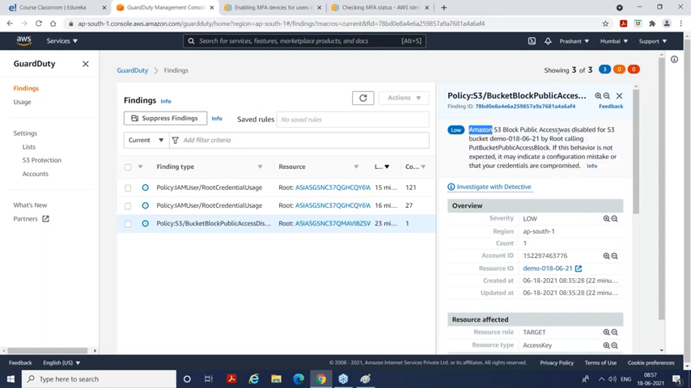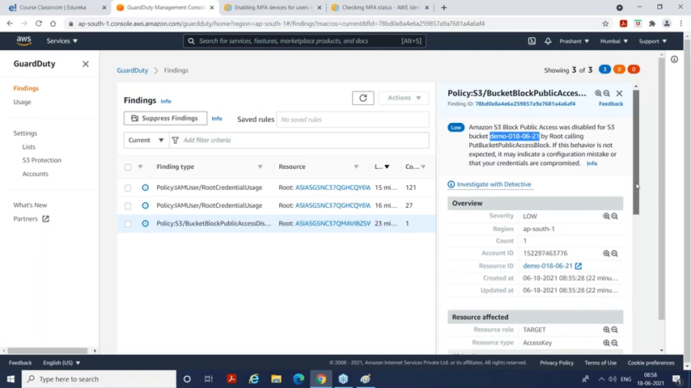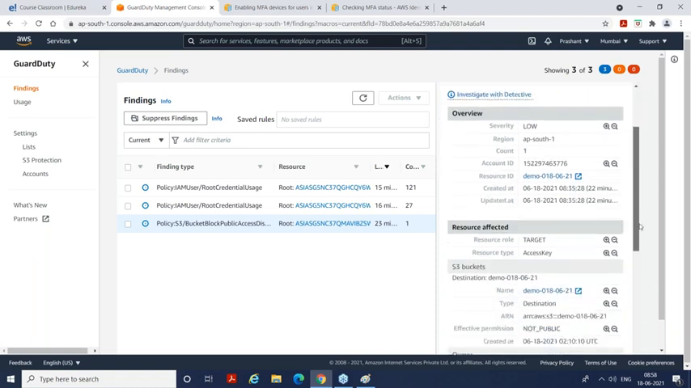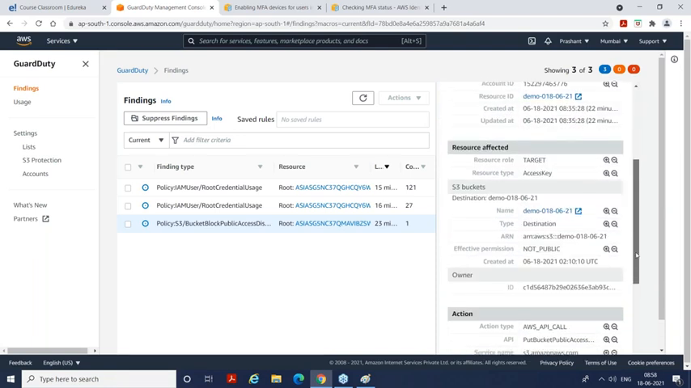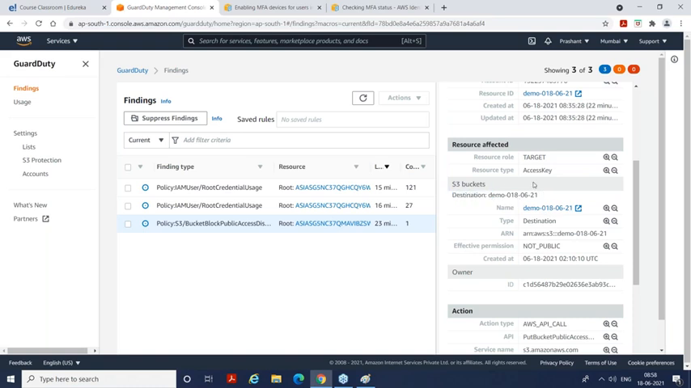So Amazon S3 block public access was disabled for S3 bucket demo 08, whatever we created by root, calling it put bucket public access block. If this behavior is not expected, it may indicate a configuration mistake or that your credentials are compromised. So that's an anomaly which is identified. And on which bucket? On this particular bucket.